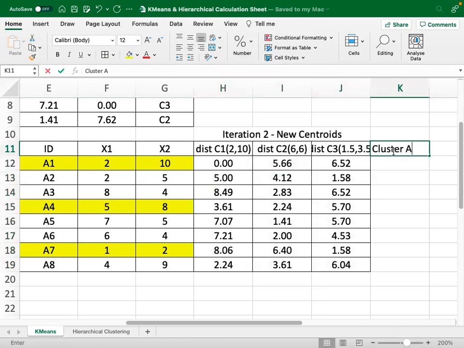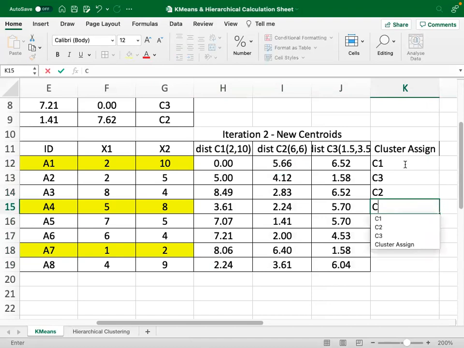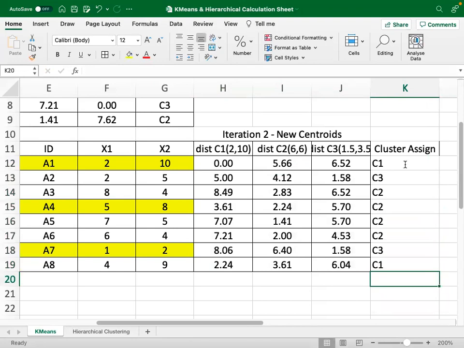Now we will do the cluster assignment. So what is the minimum for the first row? Cluster 1. This will be C3. Oh, we have a change here. Okay. C2. This will be C2. This will be C2. C2. This will be C3. This will be C1. See, we got a change here. Earlier C1 was 1. Now C1 is 2.